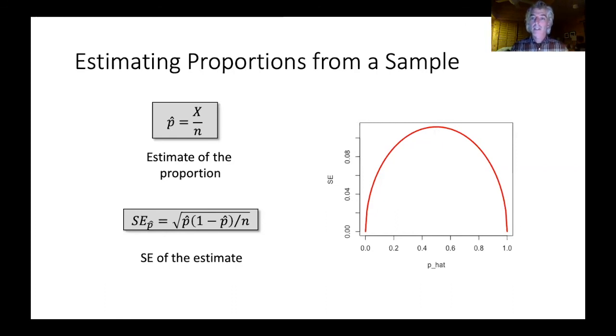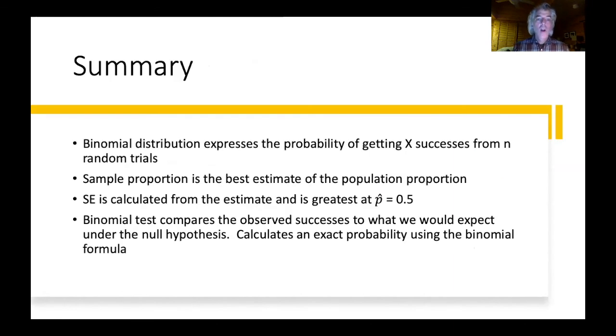Okay, so in summary then, we've been talking in this video about how we can use the binomial distribution and the equations for probabilities associated with a binomial distribution to express the probability of getting X successes from n random trials. A proportion that we calculate from our sample provides us with the best estimate of the population proportion, but there is of course uncertainty about what that best estimate actually is.